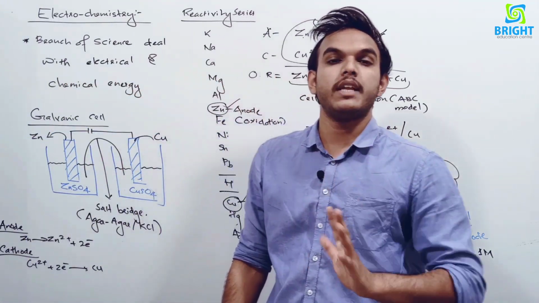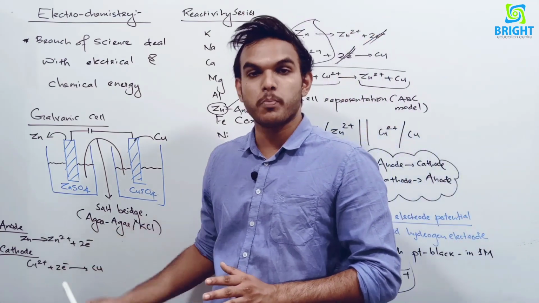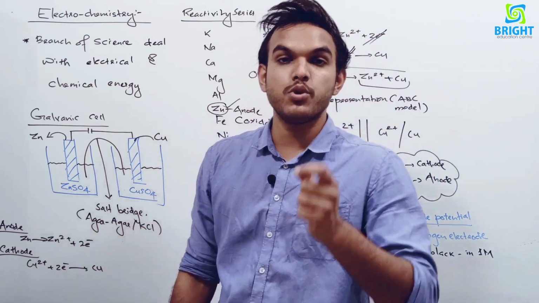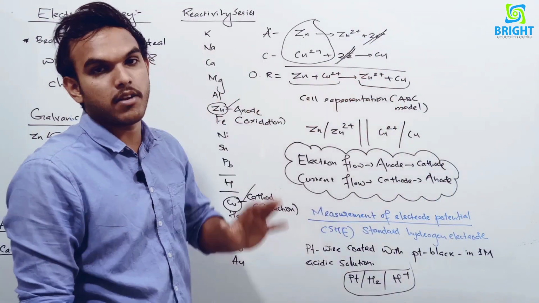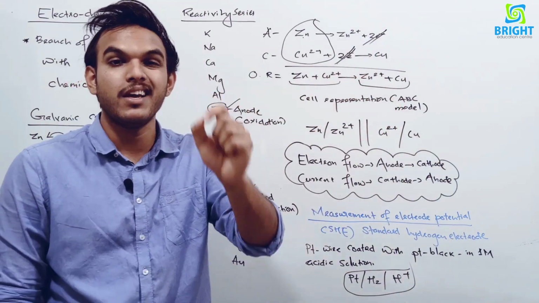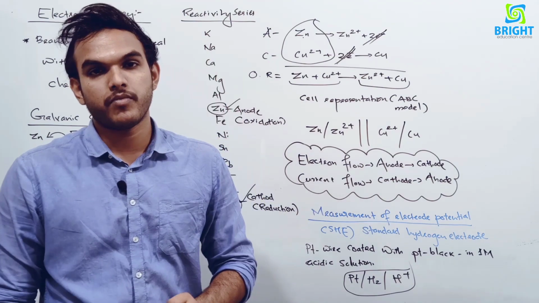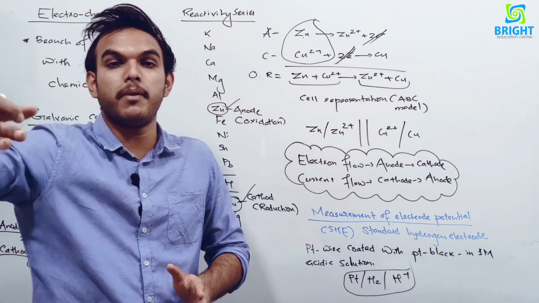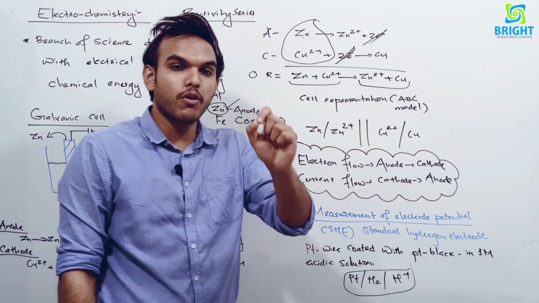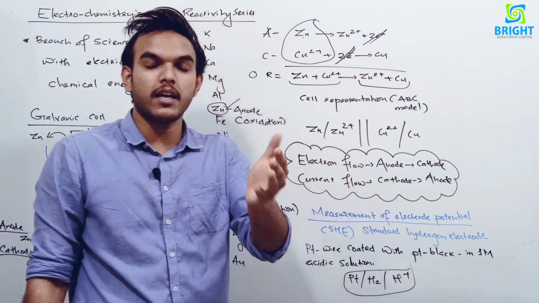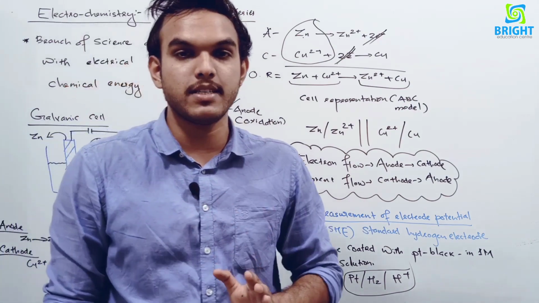Now you have to know the reaction at the anode, that is Zn gives Zn2 plus and 2 electrons. At the cathode, Cu2 plus and 2 electrons give Cu. Now you have to know the overall reaction, and the cell representation is based on the ABC model, that is anode, bridge, cathode: Zn bar Zn2 plus double bar Cu2 plus bar Cu. Now the electron flow is from anode to cathode, but the current flow is from cathode to anode. Is that clear?